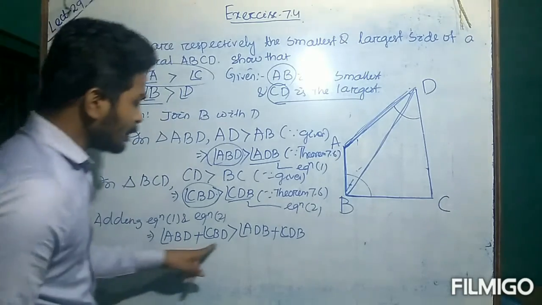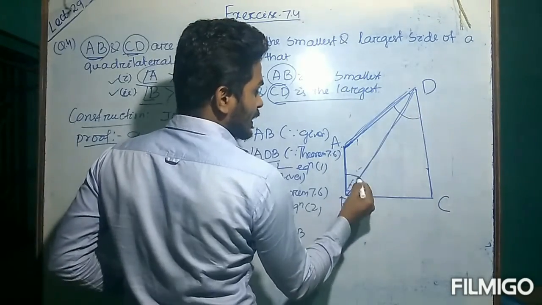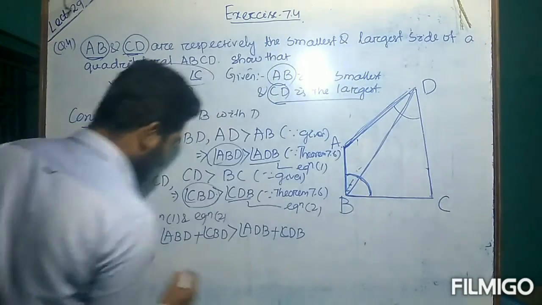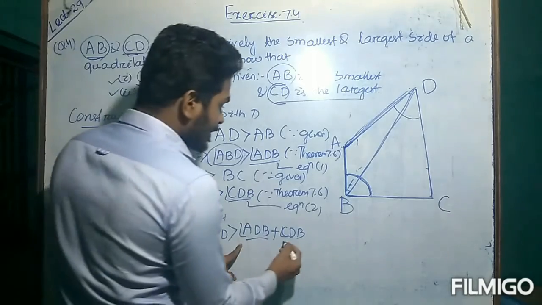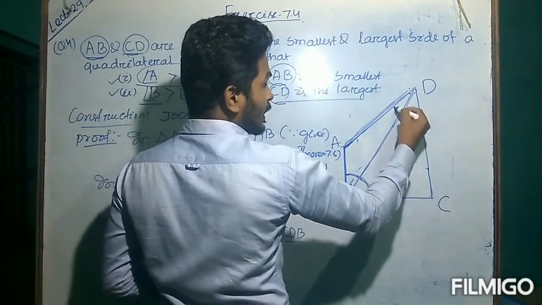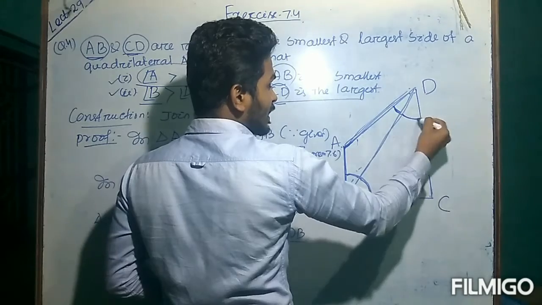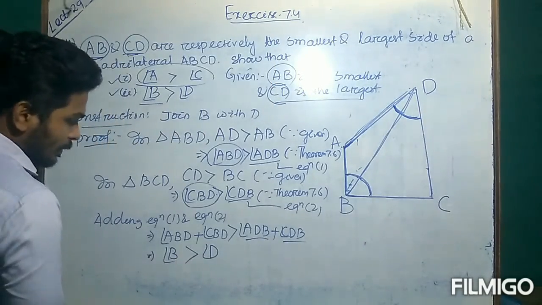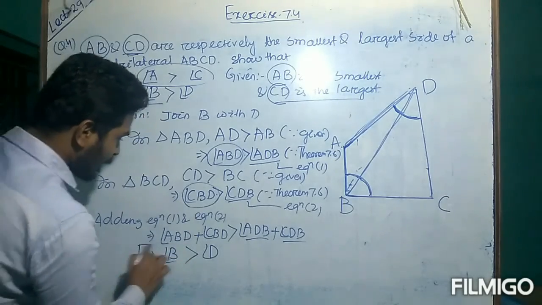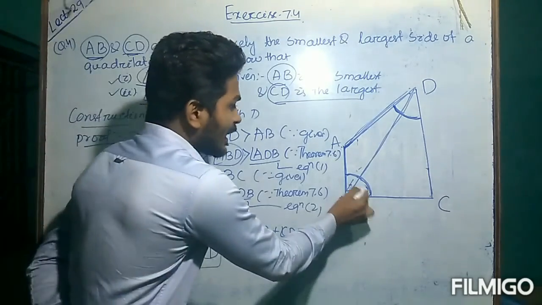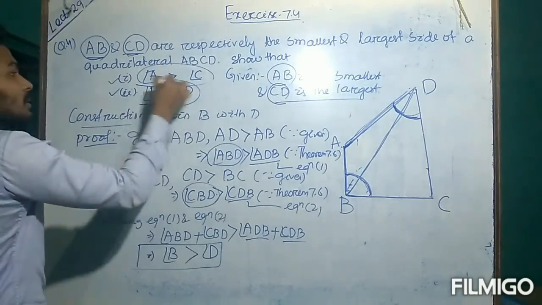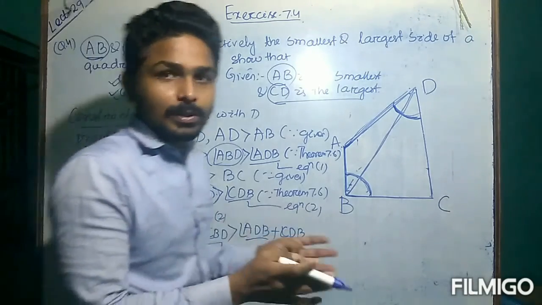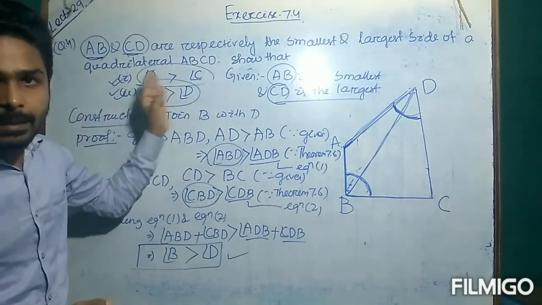Then ABD plus CBD, this angle plus this angle, added give the total angle, that means angle B. And ADB plus CDB, this angle plus this angle, added give the total angle D. And in between them we have to use this symbol. So finally what do we get? We get angle B is greater than angle D. We had to prove this statement that angle B is greater than angle D. So both in bit 1 and bit 2 we have to follow the same procedure. We have to follow the given statements. Understood?